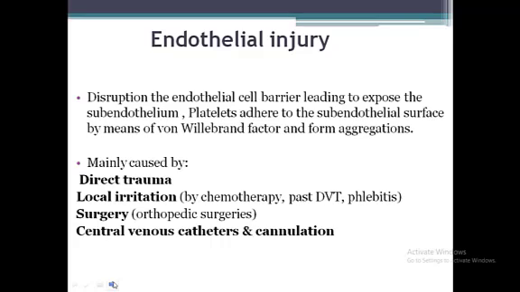The third factor is endothelial injury. Endothelial injury is the disruption of the endothelial cell barrier. This leads to exposure of the subendothelium. Then the platelets adhere to the subendothelial surface by means of von Willebrand factor and form aggregation. This is mainly caused by direct trauma, local irritation, especially in cancer patients treated with chemotherapy, patients with past DVT and phlebitis, surgery, especially orthopedic surgery, and central venous catheters and cannulas.